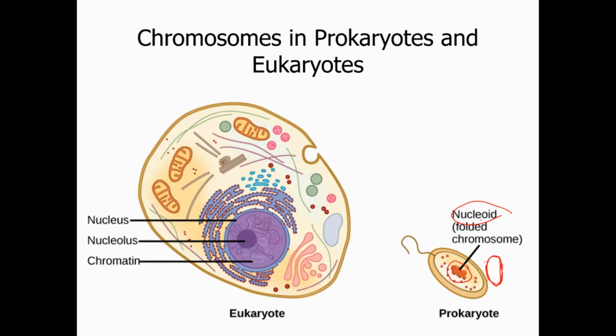And then for eukaryotes, we have a separate compartment where we store the chromosomes. So all these lines you see, those are going to be chromosomes. And for eukaryotes, our chromosomes are linear. Okay, so they're more like threads instead of circular. Okay, so circular only for prokaryotes.